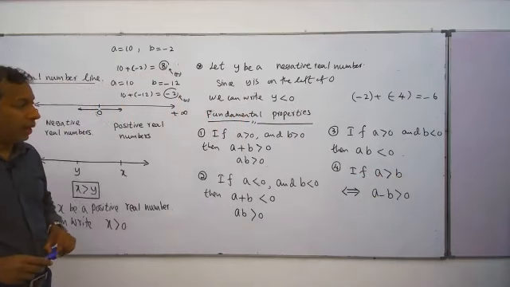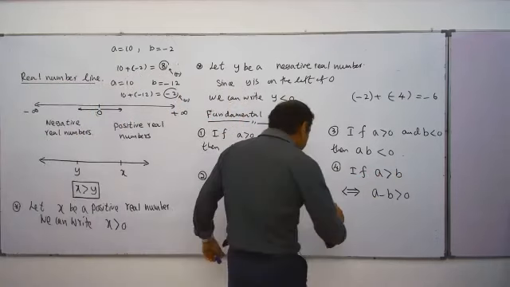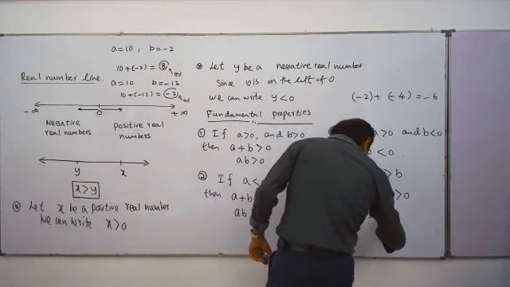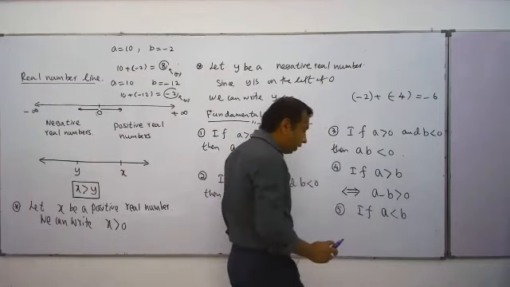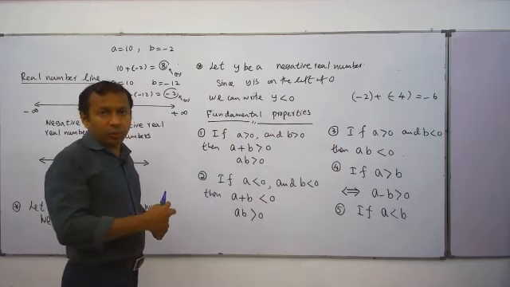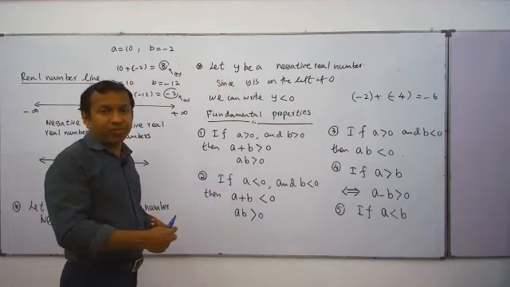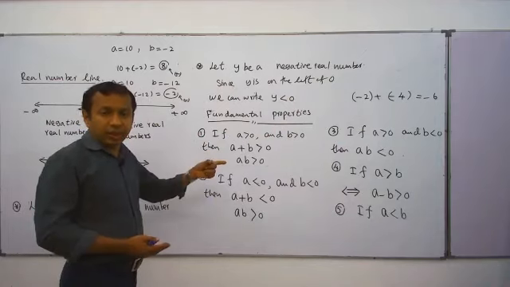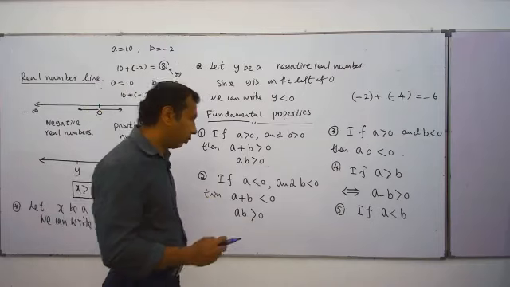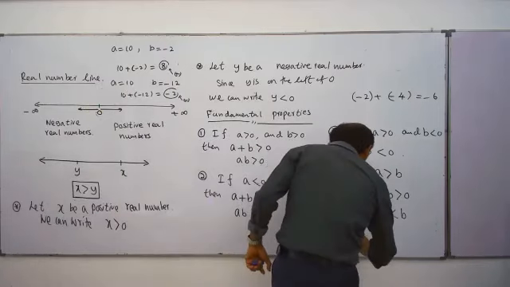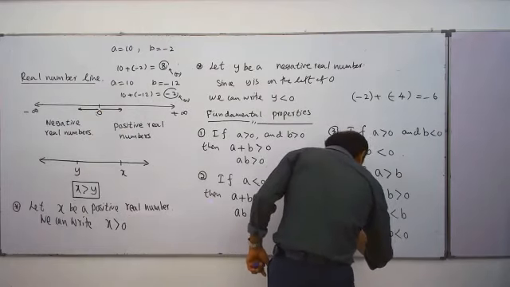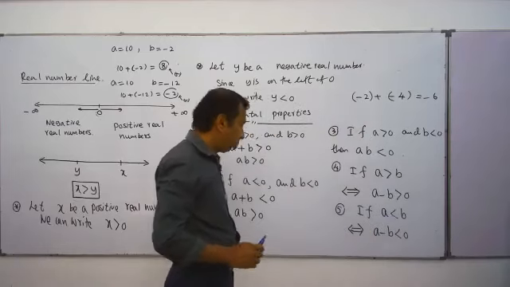The other one is also true. Number 5. If A smaller than B, then what is A minus B? A smaller value minus a greater value, the difference will be negative, like 4 minus 10, minus 6. The answer is negative, and negative means less than 0. Then you can write this implies A minus B less than 0, and vice versa. This way, A minus B is negative.